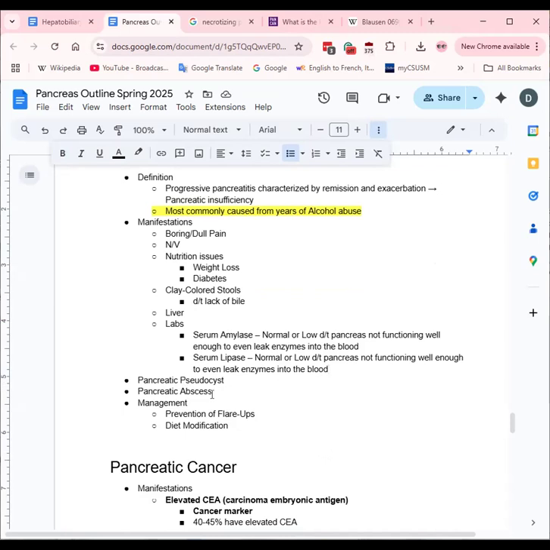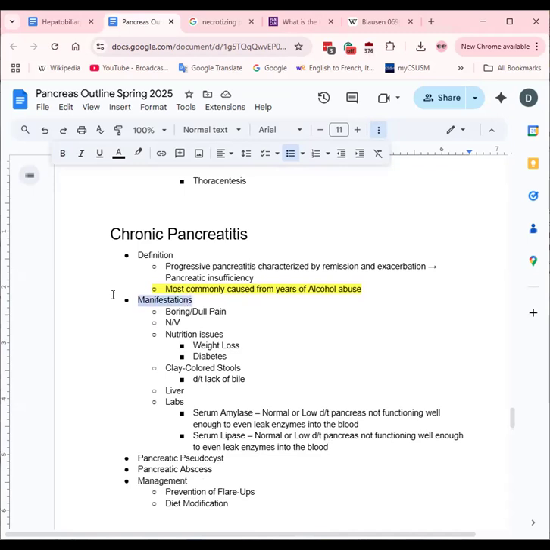You can have pseudocysts and abscesses, but we don't really go over that too hard, so I wouldn't focus too much on it.